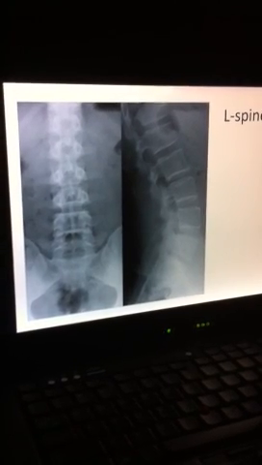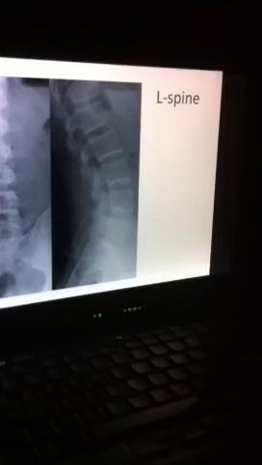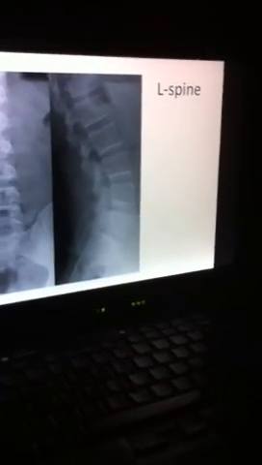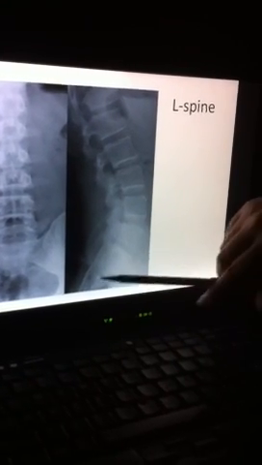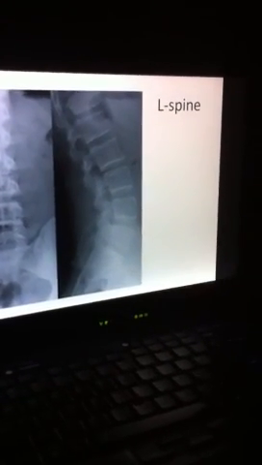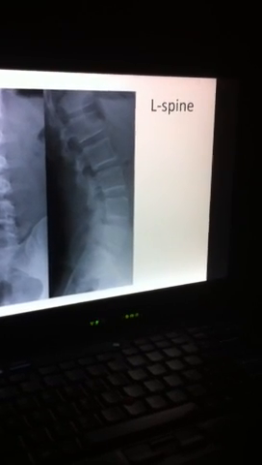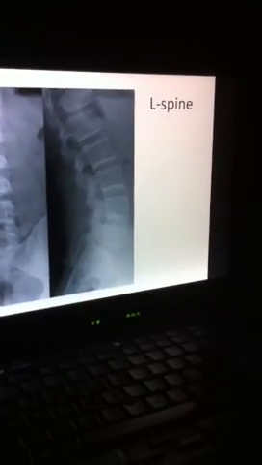Make sure you know what level you're at. It's really hard to find L1. It's a lot easier to find L5 and work backwards. So make sure you can always locate L5. For example, this is L5 because this is the sacrum. So make sure you can locate L5 on all the models. Any questions about the L spine? It's pretty straightforward. Any questions about it? Okay.